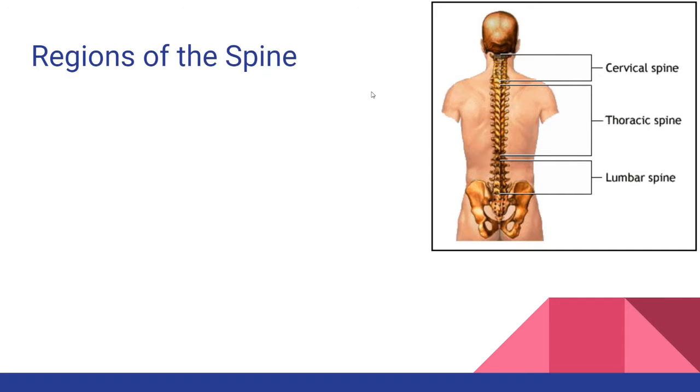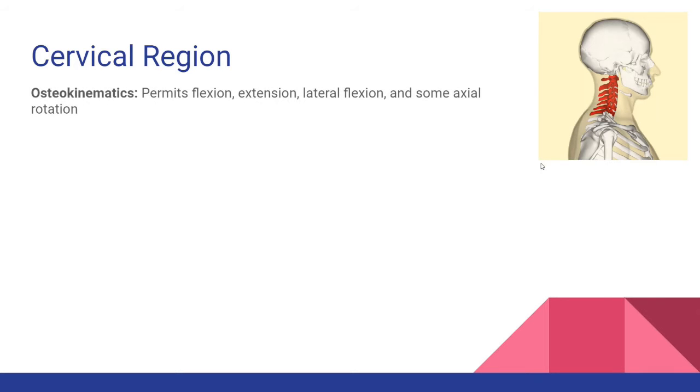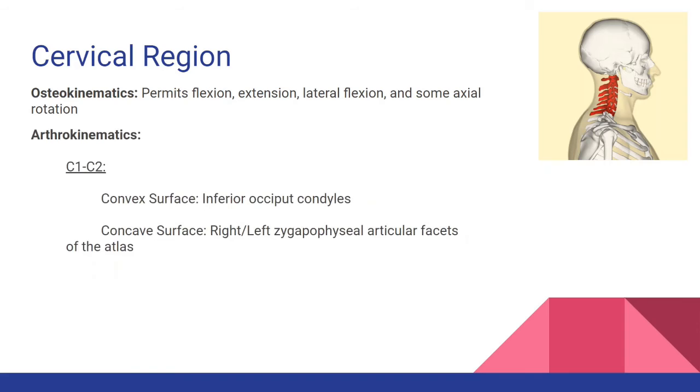The spine is separated between three regions: the cervical region, the thoracic region, and the lumbar region. The cervical region has 7 vertebrae, which is from C1 to C7. For the osteokinematics, the cervical region permits flexion, extension, lateral flexion, and some axial rotation.